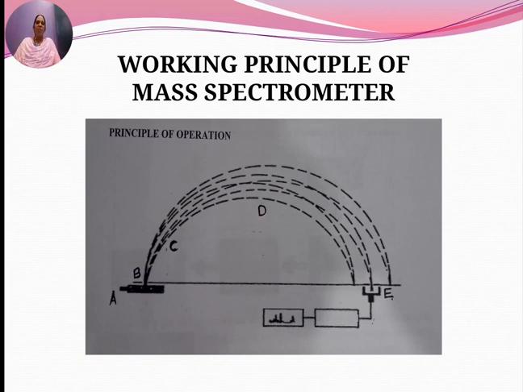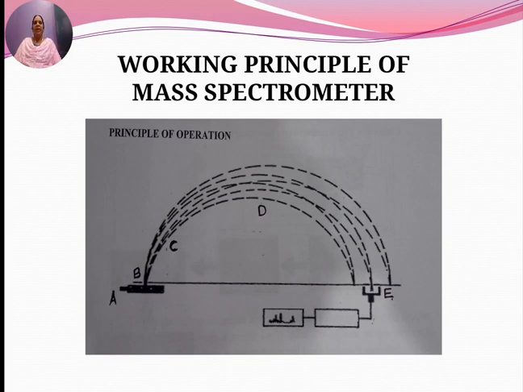So this is the working principle of a mass spectrometer. A is the ion source. So the ion source will produce the ions, and B is the slit through which the ions produced are accelerated. C is the magnetic field. The ions that are generated are accelerated in vacuum into a magnetic field C.